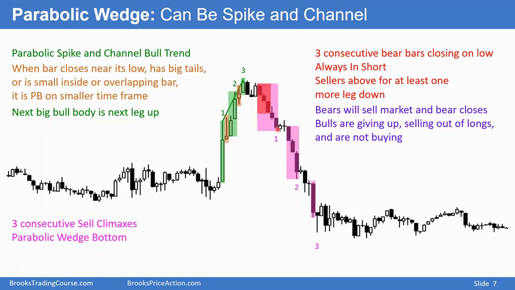We have a series of bear bars, a pause, a series of bear bars, and then a small bull doji, a pause, and then another sell climax here. You have 3 pushes down, 1, 2, 3. Parabolic wedge bottom, which is a sell climax, and it led simply to a trading range instead of a reversal. Very common when you have a sell climax or a buy climax for the market to go sideways instead of reversing.